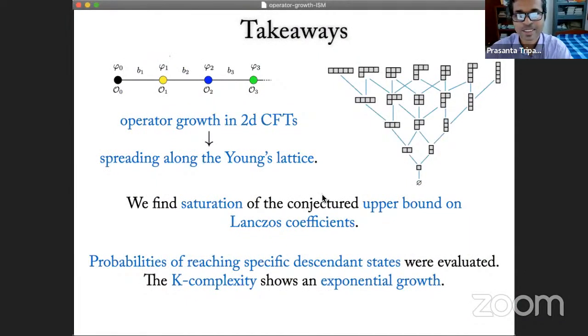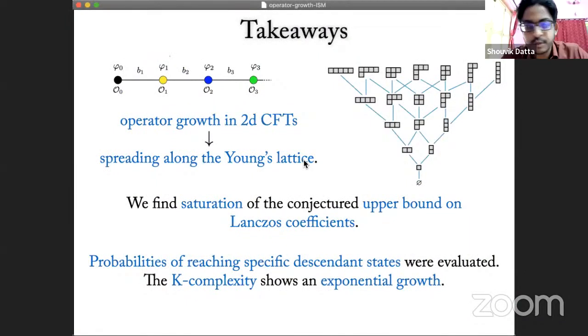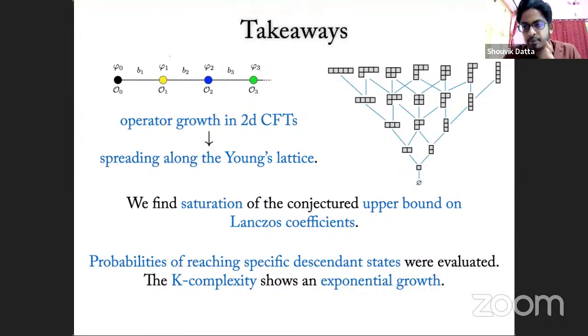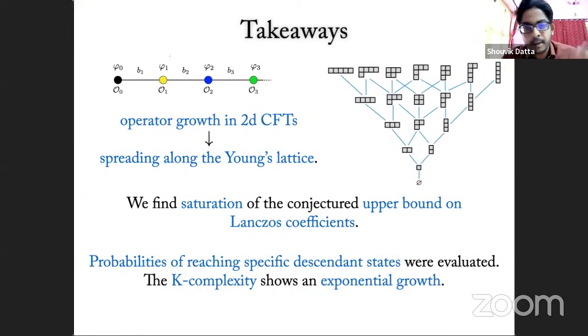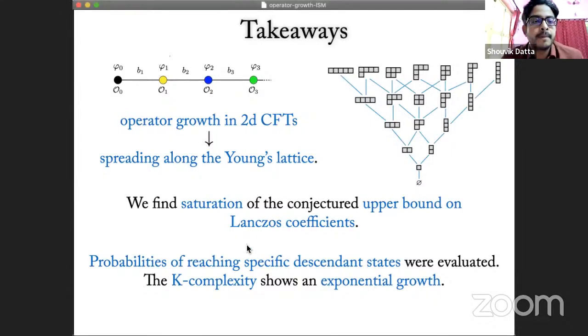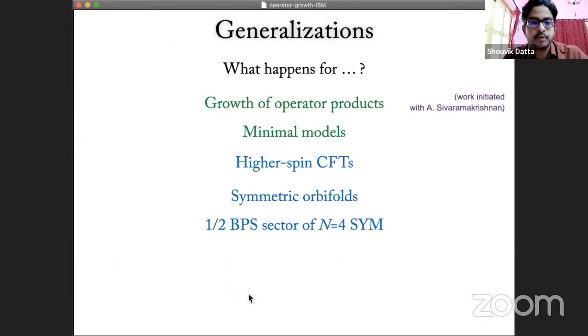Sorry. So just to conclude, we saw that operator growth in CFTs can be realized as spreading along the Young's lattice. And we also found the saturation of the conjectured upper bound on the Lanczos coefficients. And we could evaluate the probabilities of reaching a specific descendant state at time t. And the Krylov complexity, as expected, showed exponential growth.